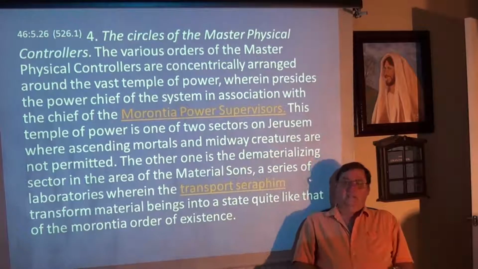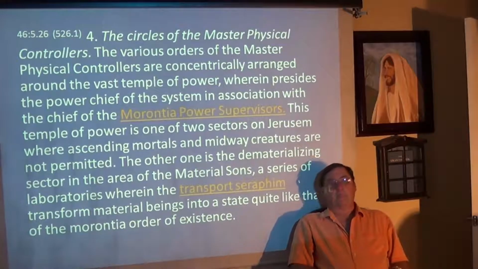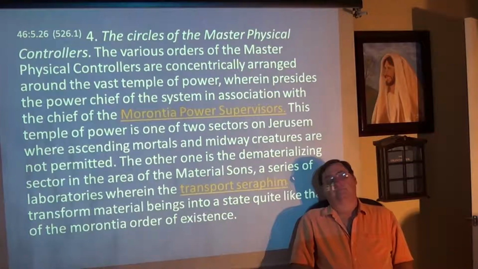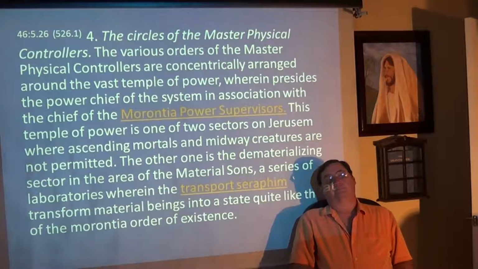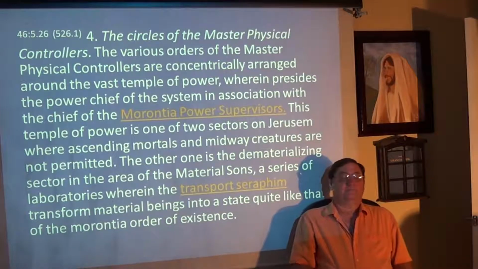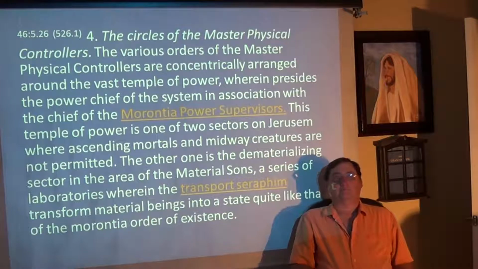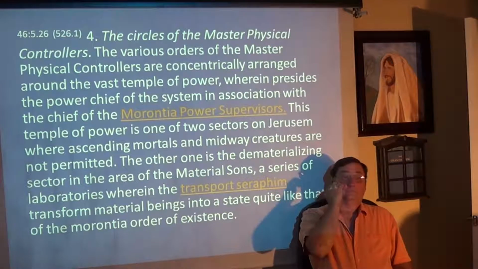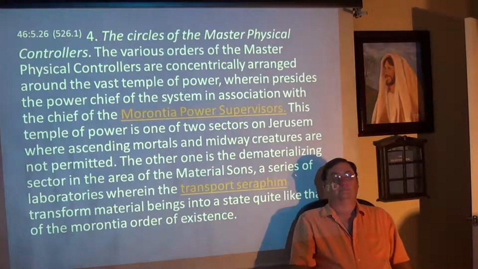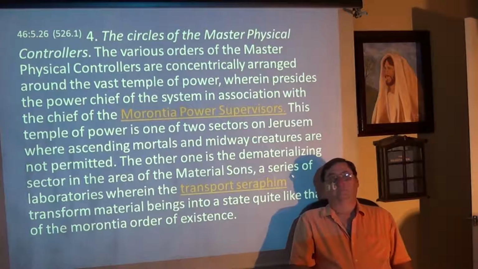All right, I believe Tim's up, right? 4. The circles of the master physical controllers. The various orders of the master physical controllers are concentrically arranged around the vast temple of power, wherein presides the power chief of the system in association with the chief of the Morontia Power Supervisors. This temple of power is one of two sectors on Jerusalem where ascending mortals and midway creatures are not permitted.